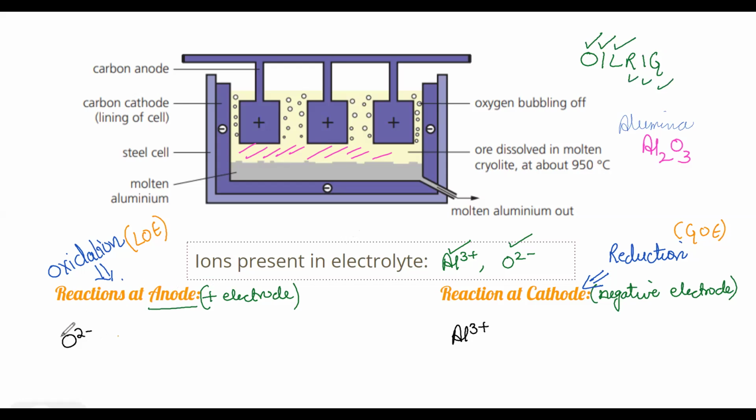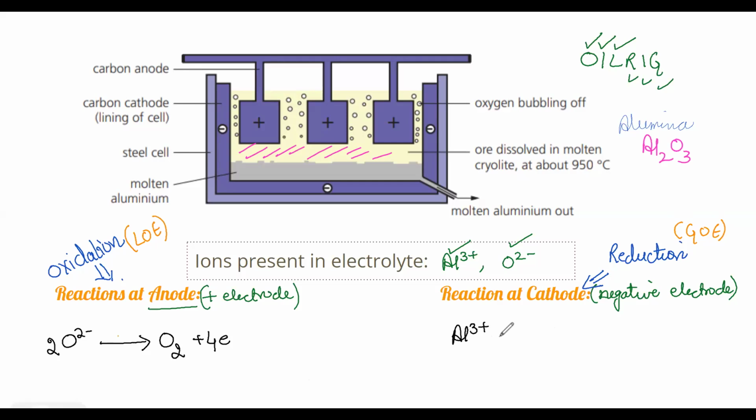Now, coming back to this oxide ion present here, what is going to happen? Oxidation, which means losing of electrons. So let's make oxide lose electrons. When O2- loses its 2 electrons, it gets converted to O. But actually oxygen exists as O2, so we'll multiply the whole equation by 2, and here a 4 will come.